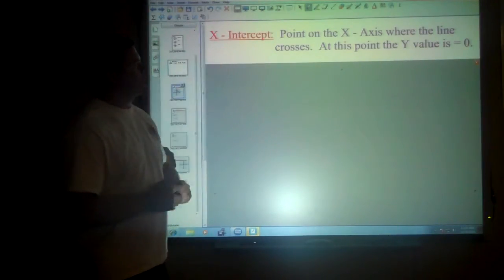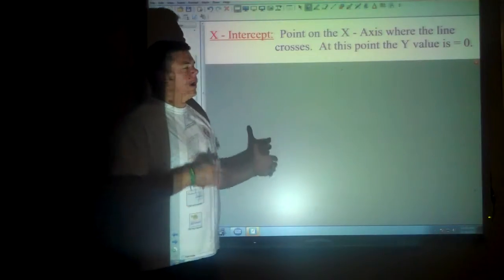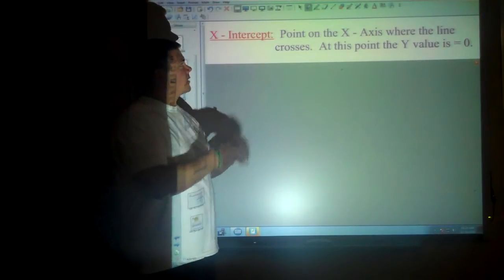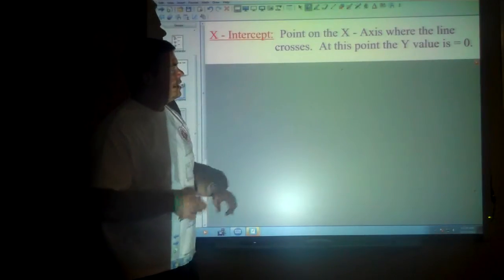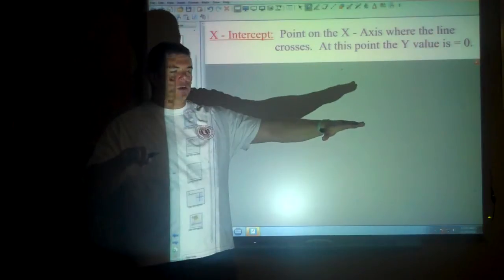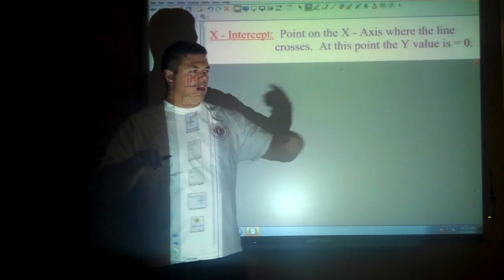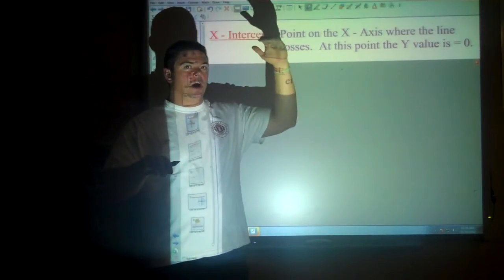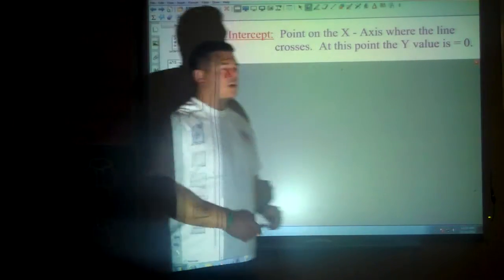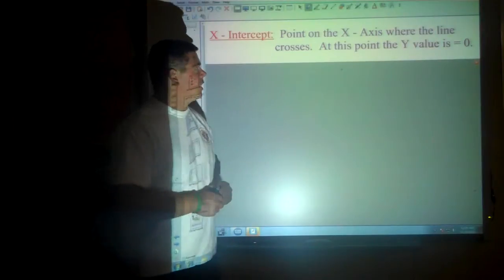The x-intercept is the point on the x-axis where our graphed line actually comes in contact with the x-axis. And if you think about it, the x-axis is horizontal, which is where we move left and right. If we're on the x-axis, we have not gone up and we have not gone down, therefore our y-value is always a zero, because we haven't gone up, we haven't gone down.